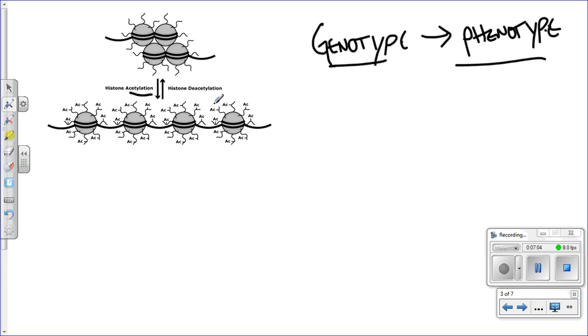So in this example, we have histones that are all bound together in this nucleosome. And right now we can't get at this DNA because it's too tightly packed up. Well, based on environment, what you consume, acetylation can happen, and it'll cause spacing between these histones. And now we can actually get in at this DNA to transcribe and translate it. So this is acting on the genotype directly, right on the DNA.